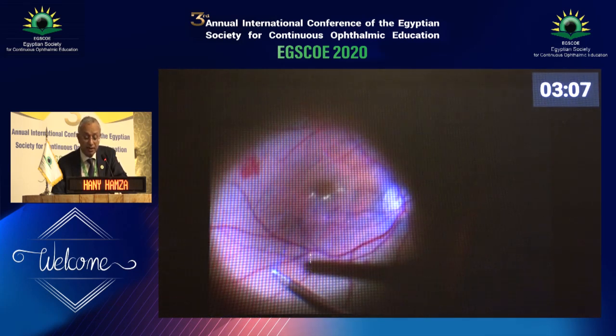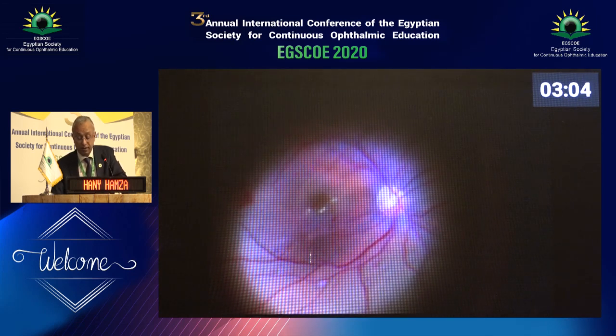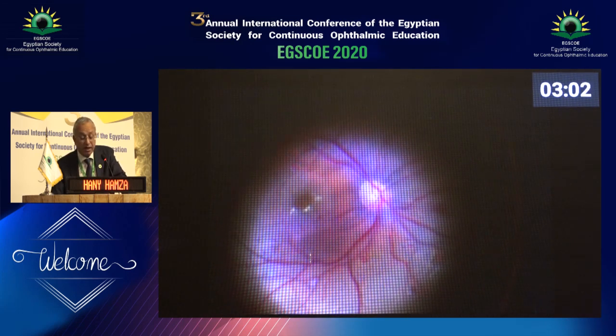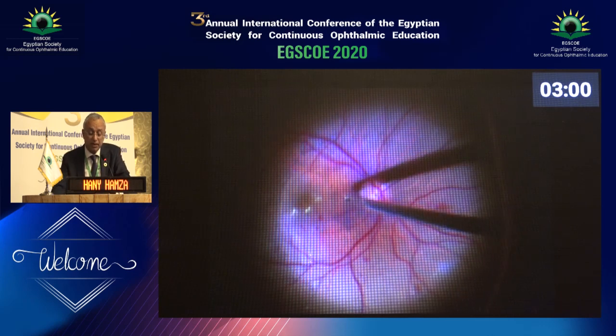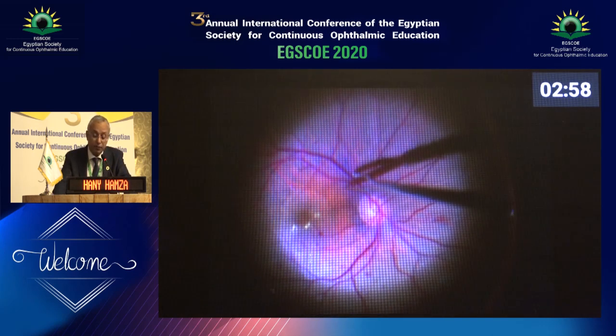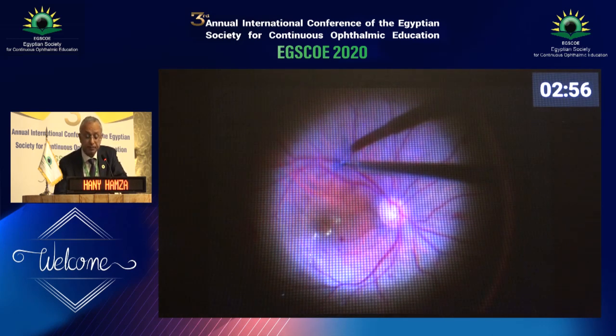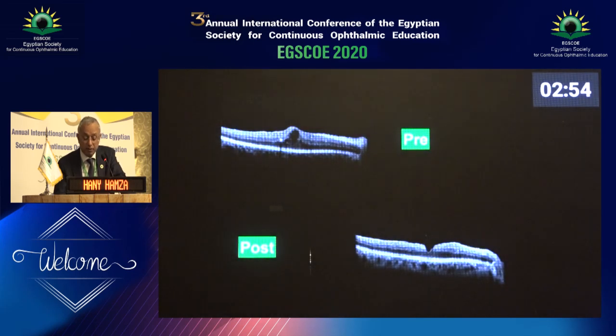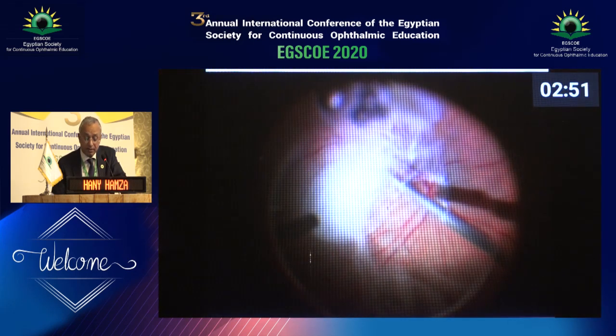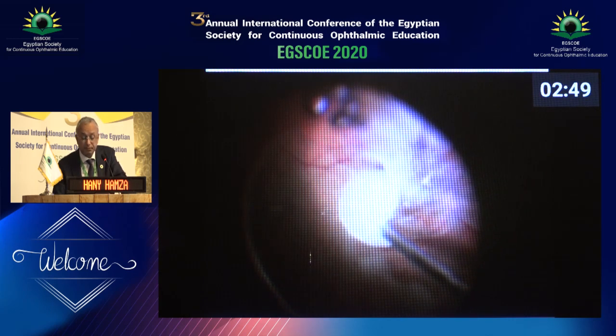If you find residual retinal stria after you do the posterior vitreous detachment, then removal of the ILM is preferred in these cases. This is the pre and the post-operative picture of the same case, and this is another similar case.